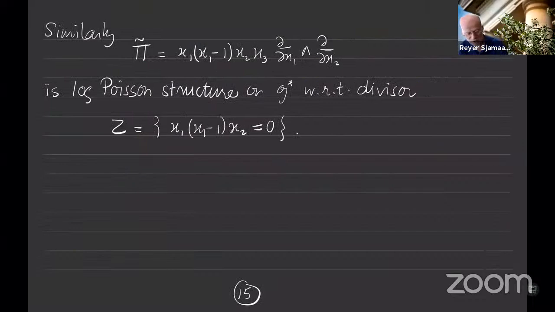So what I'm saying is that if you repeat tricks like this, you can produce log Poisson structures on a space diffeomorphic to the original dual Lie algebra. And then the formula would look something like this. This would be log Poisson with respect to the divisor given by these three hyperplanes. Okay. So that is my third example of what I call a log Poisson structure. No more questions?